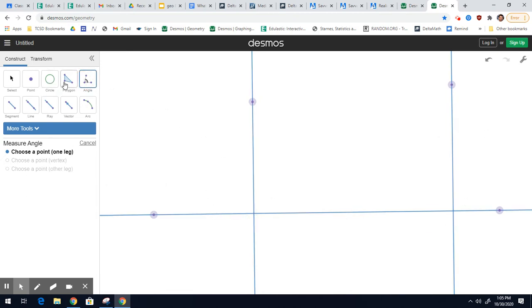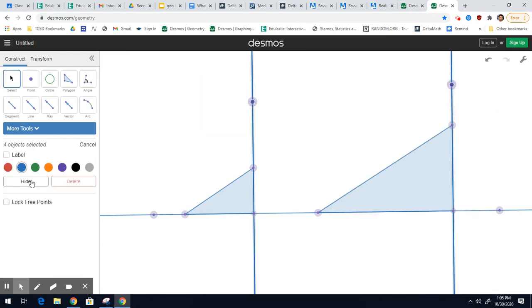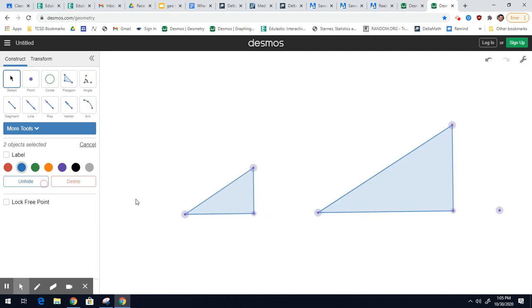And now I'm going to create two similar right triangles. This will be my smaller one. So there's that right triangle. And then I'll try to make one a little bit bigger, but the same shape, right? Similarity: same shape, different sizes. And now I'll hide everything else so that's not distracting to us. Okay, so why are these two right triangles similar?